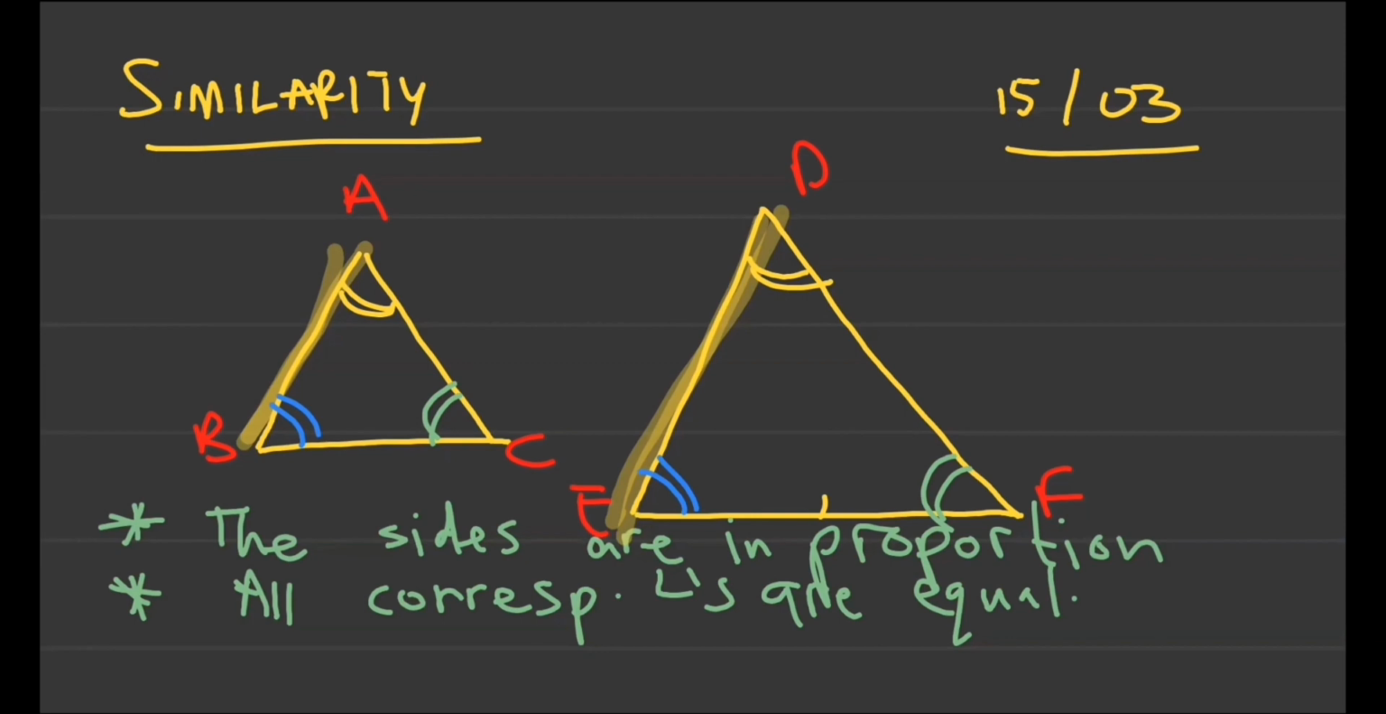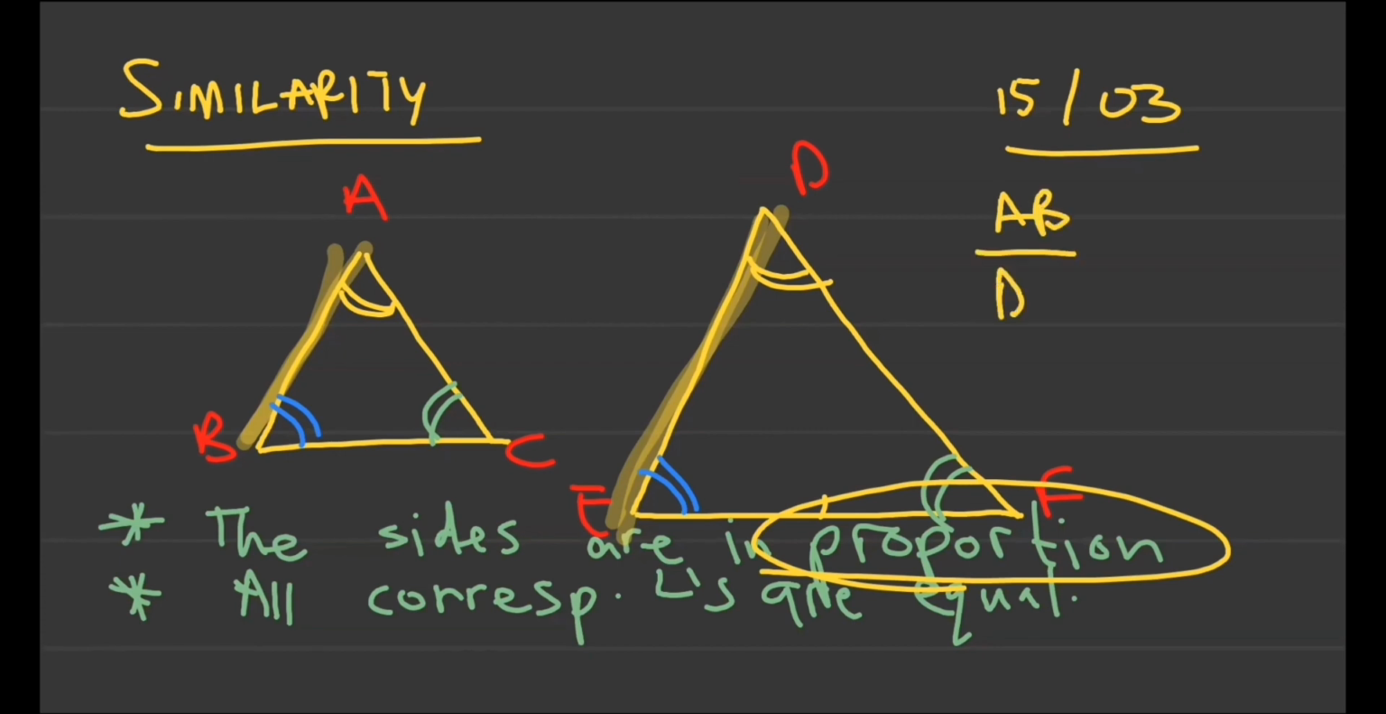Now, here's something also important. Remember that I said the sides should be in proportion. This is how you can write it out algebraically. You can say line AB over line DE is equal to line AC over line DF. And we can add one more. We can say line BC over EF.